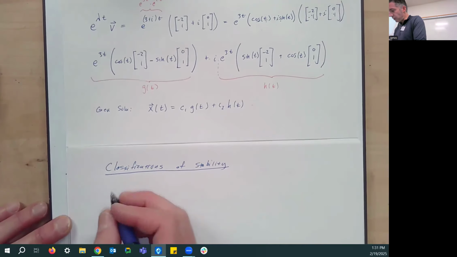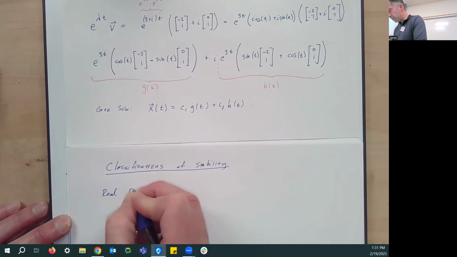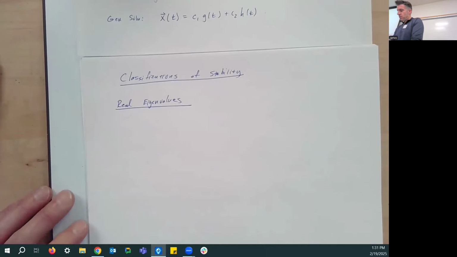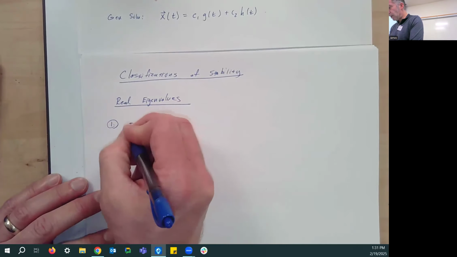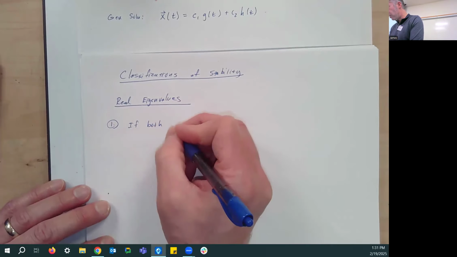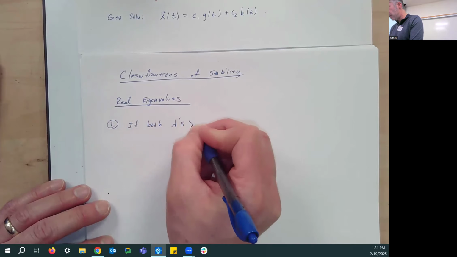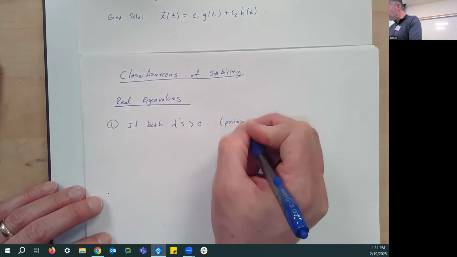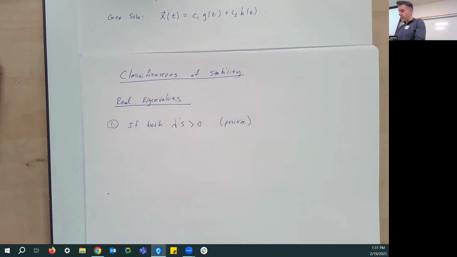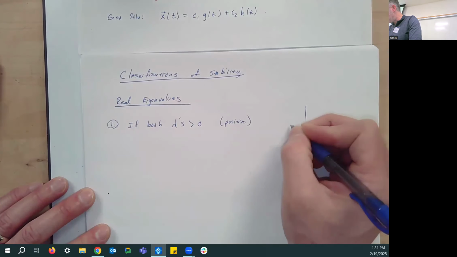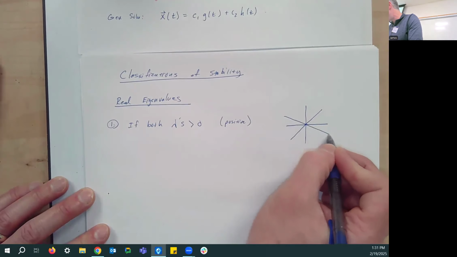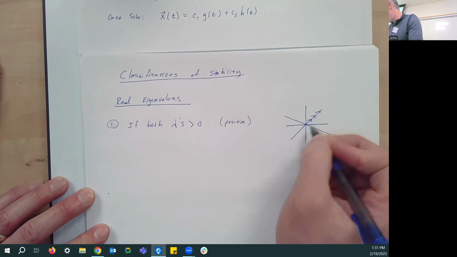So first we have real eigenvalues. For real eigenvalues, there are 3 general cases. Case 1, if both eigenvalues, which we'll refer to as lambdas, if both lambdas are positive, that means we're going to be unstable, right? We're going to shoot outwards. It's probably going to look something vaguely like, here's one of your eigenlines, here's another one of your eigenlines, and we are moving away from the origin.